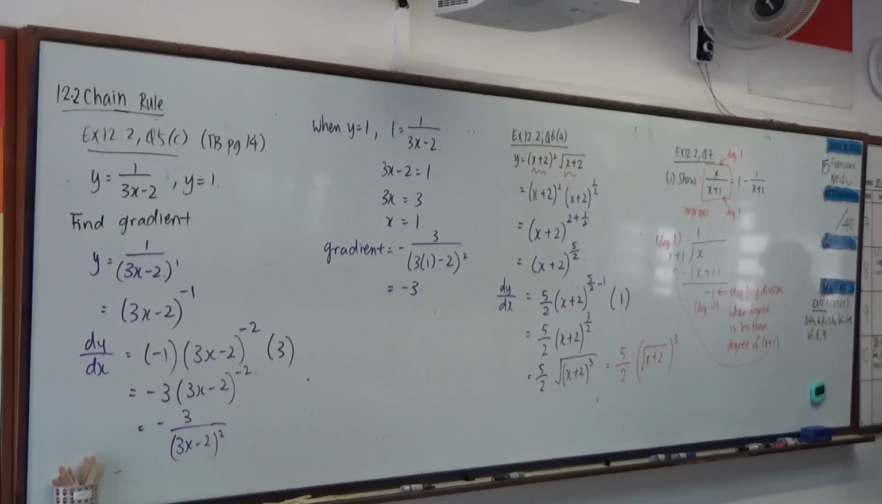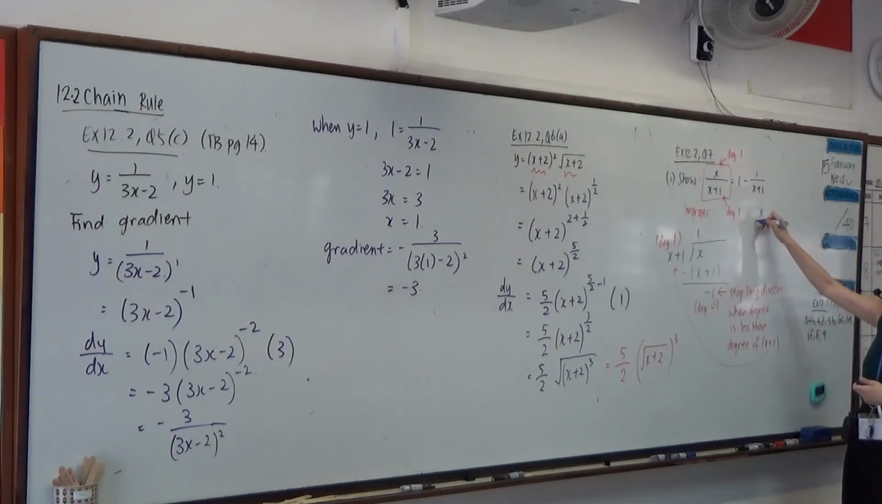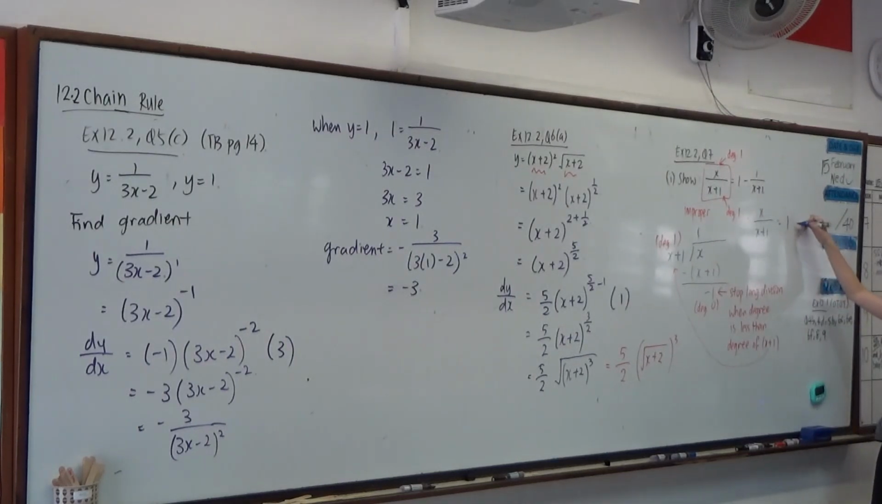Now using our long division, we re-express it into an answer. Our 1 is over here, minus 1 over x + 1. Exactly what the question wanted.